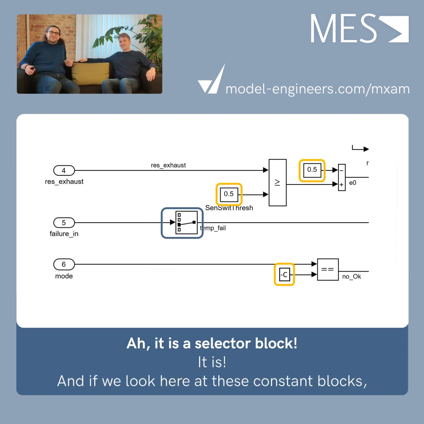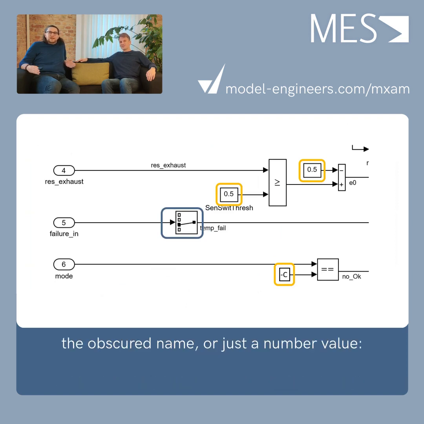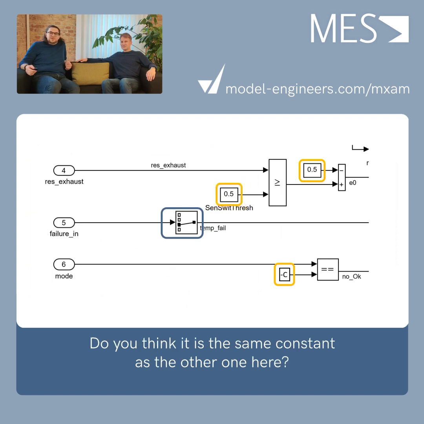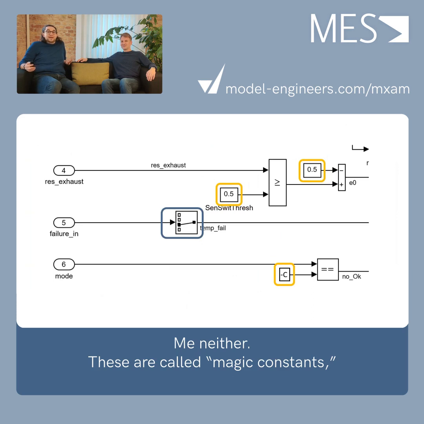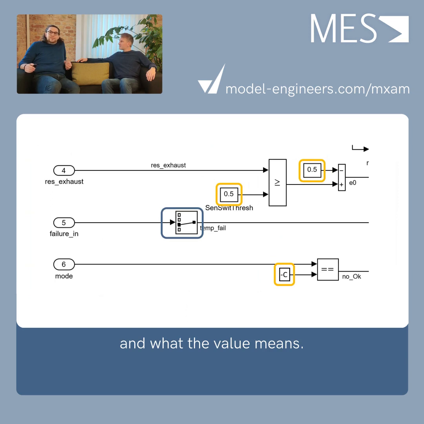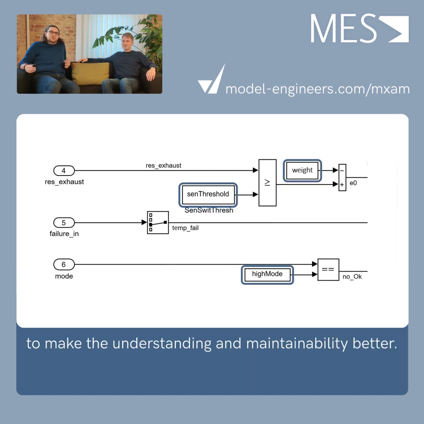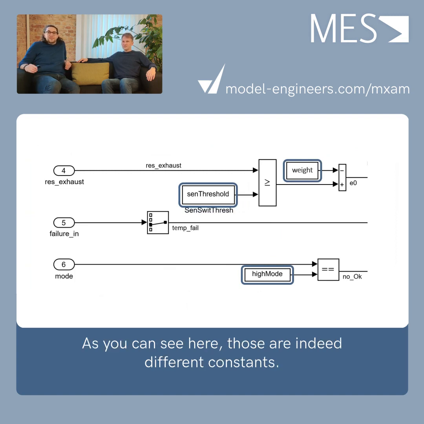Yeah, it is. And if we look here at these constant blocks, obscured name, just the number as a value. One may ask, what does this 0.5 value mean? Do you think it's the same constant as the other one here? Funny that you ask me, I have no idea. Yeah, me neither. These are called magic constants, where it is unclear where the name comes from, where the value comes from, and what the value means. So what's the recommendation then? Yeah, constants should be defined and named in a specific workspace to make the understanding and maintainability better. And as you can see here, those are indeed different constants.